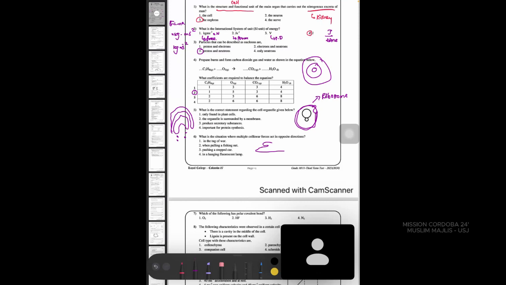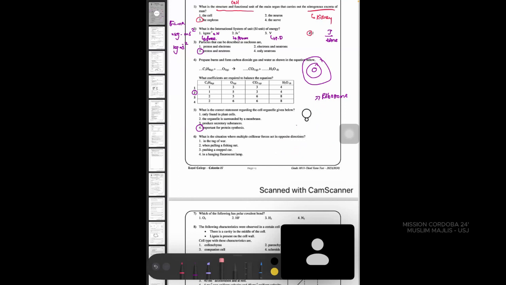Then your endoplasmic reticulums will look like this. Mitochondria will look like this. This is how mitochondria will look. So the best conclusion you can get here is that this is the ribosome. So what will the ribosome do? Ribosome is important in protein synthesis. So this is important in protein synthesis. Answer is the fourth one. Right. Next one. What is the situation where multiple collinear forces act in opposite direction?